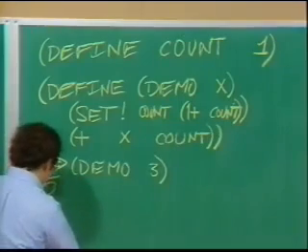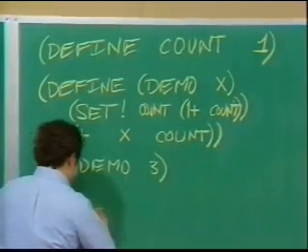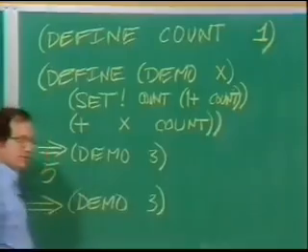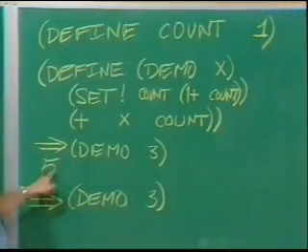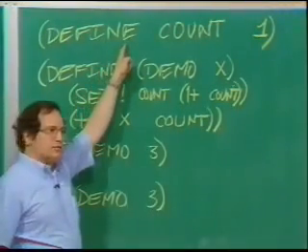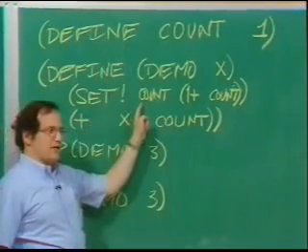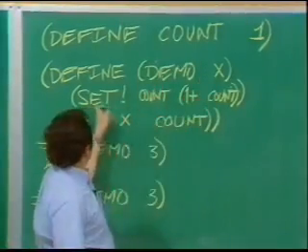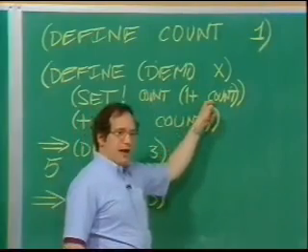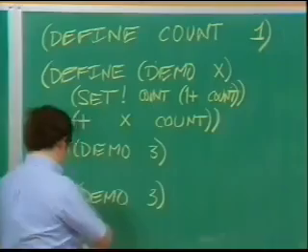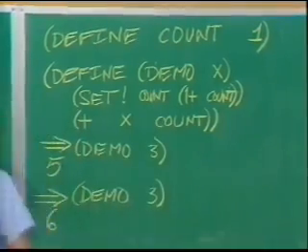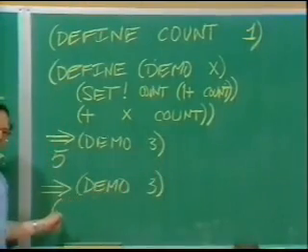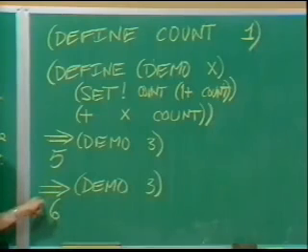So the answer I get out is 5. Then I say demo of, say, 3 again. Okay, and what do I get? Well, now count is 2. It's not 1 anymore because I've incremented it. But now I go through this process. 3 goes into x. Count becomes 1 plus count, so that's 3 now. The sum of those two is 6, so the answer is 6. And what we see is the same expression leads to two different answers depending upon time.